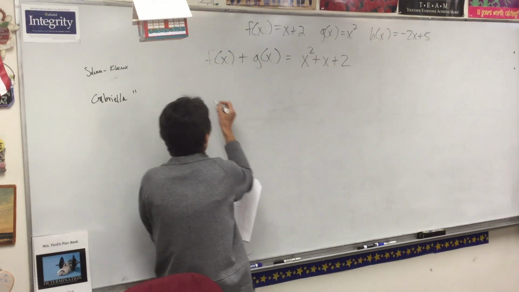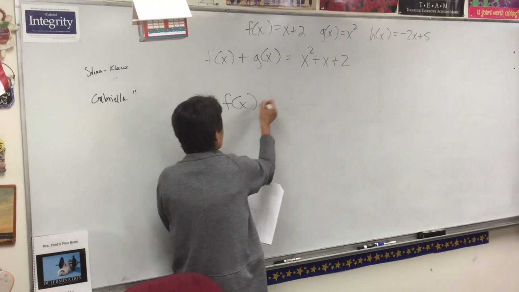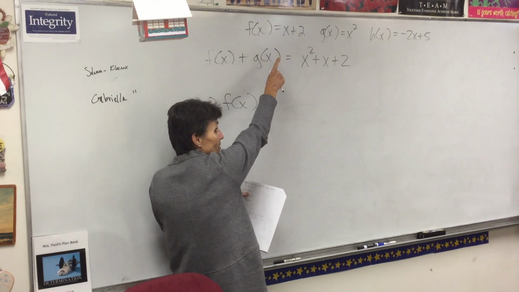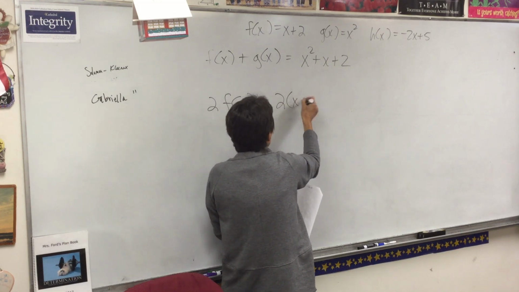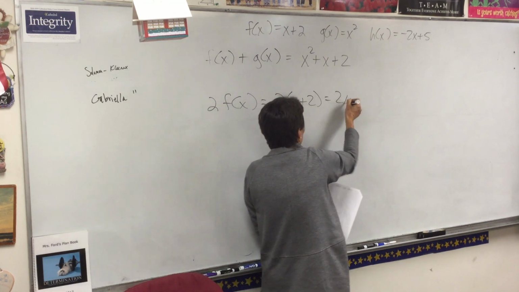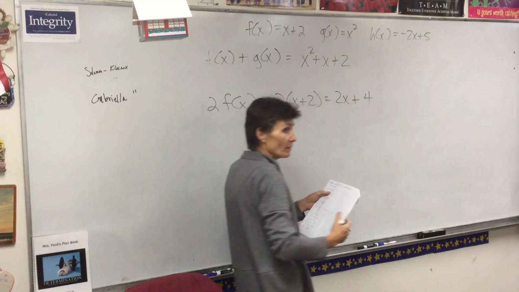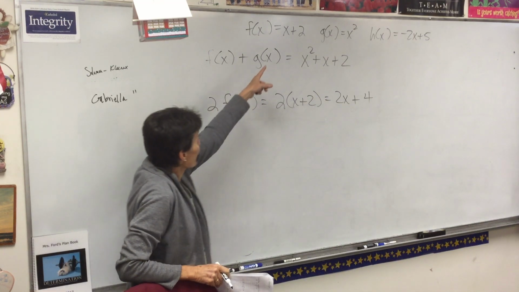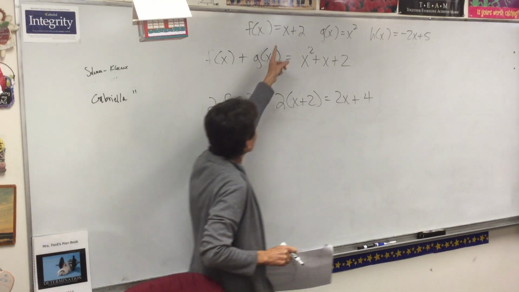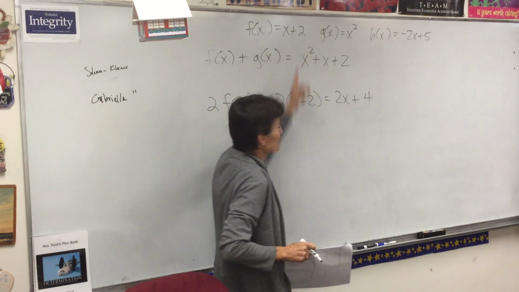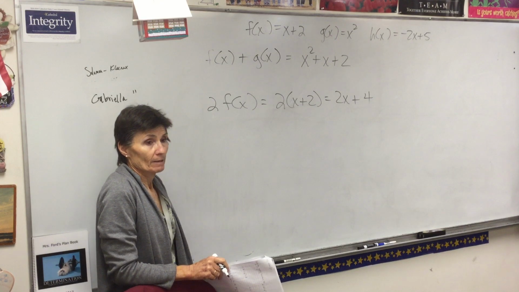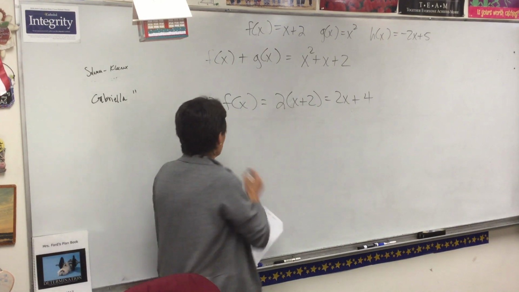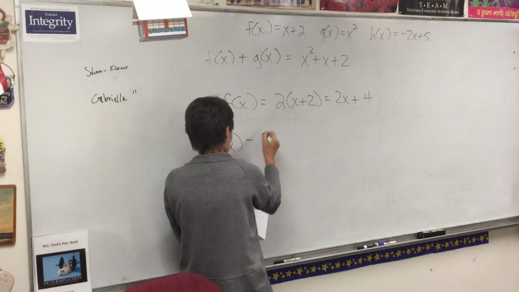So when B says 2f of x, that's easy, that's 2 of those. So 2x plus 4. See what I'm doing? This is just 2 f's. That's f, so it's 2 of these. So 2 times x plus 2. Now what does this mean? What am I supposed to be doing here?